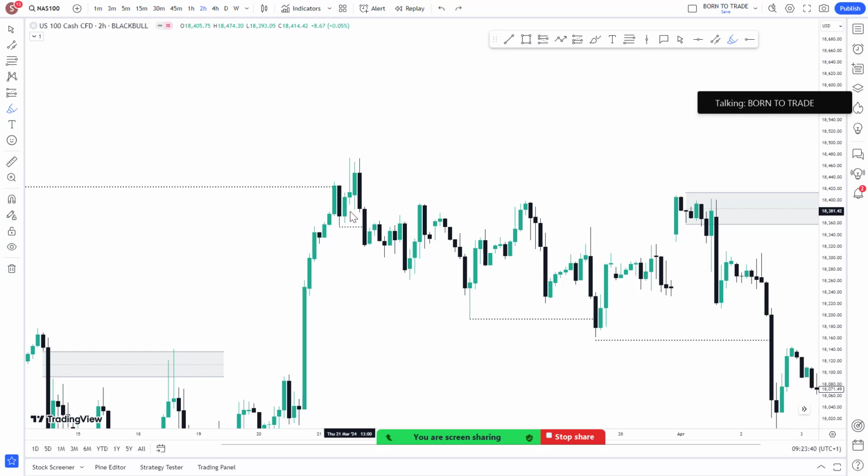The size of the candle. The candle is very large. It has to do with the time frame as well. If you go to a lower time frame, this might be a very valid one. But based on the time frame I was looking at the moment, this is not valid. But this particular one is valid.